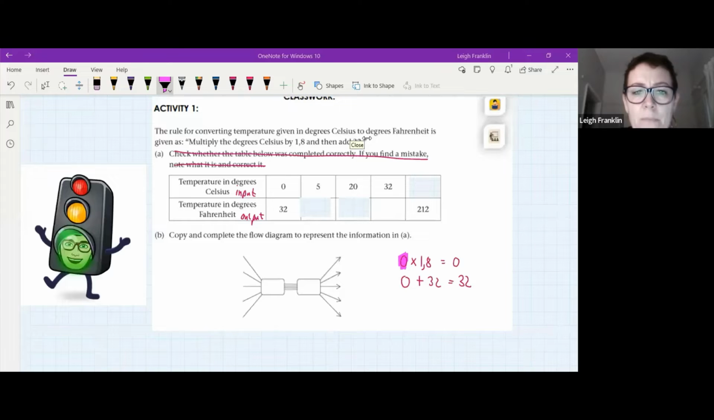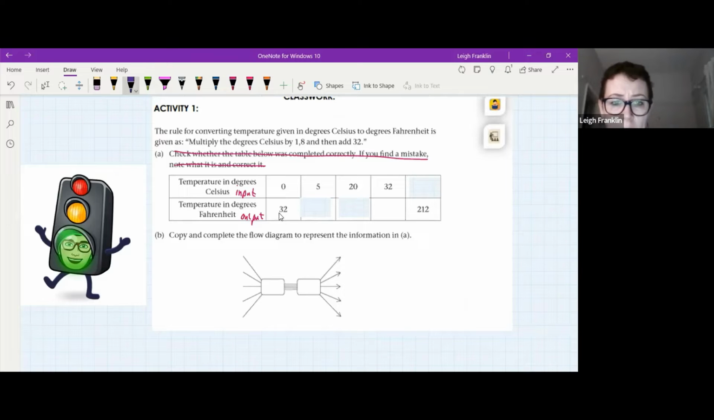Okay, so Cynthia, what I wanted you to do was work out the appropriate output given the input. I did it here with 0. What I was expecting you to do was the same thing, but with 5. The rule says multiply the degrees Celsius by 1,8 and then add 32. So here is the temperature in degrees Celsius, so you have to take 5 and times it by 1,8.